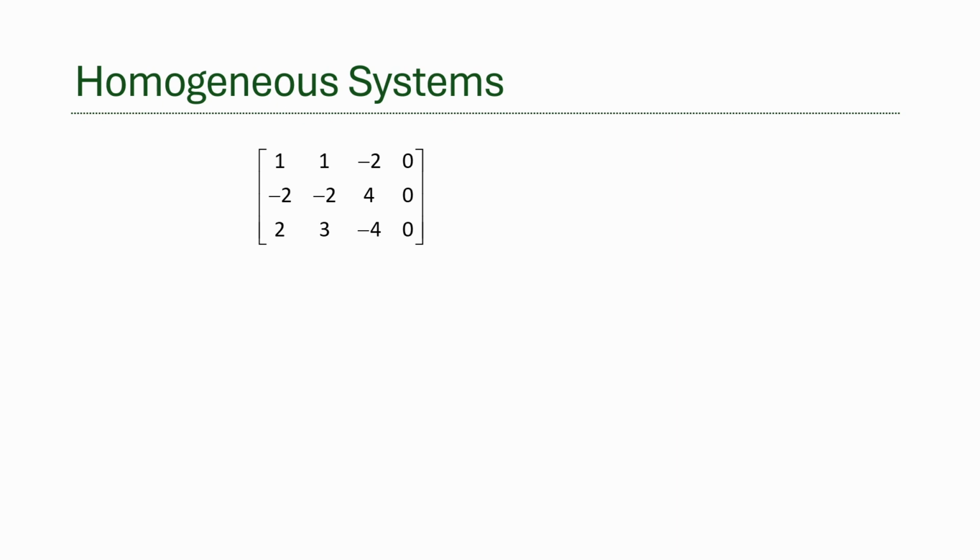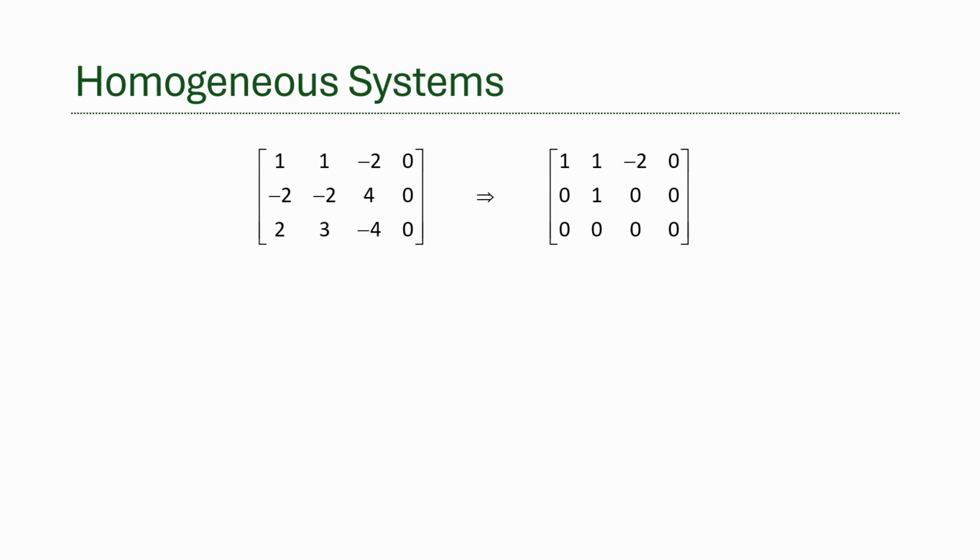So let's take a look at an example here. This is the augmented matrix corresponding to a homogeneous system of linear equations. You can tell it's homogeneous because that last column is entirely zeros. And if you go through the process, do our row reduction algorithm, and put this into reduced row echelon form, it's going to look like this. So you can see here we have one free variable, that's going to be x3, and we have two basic variables, x1 and x2.